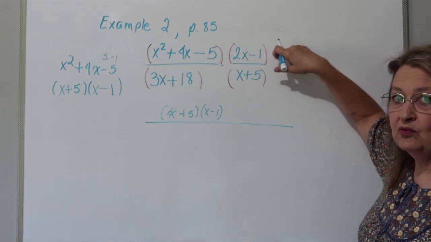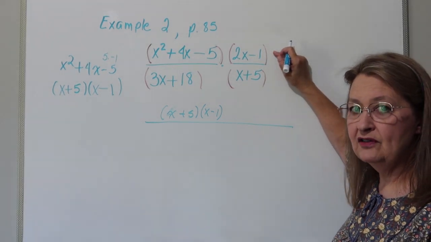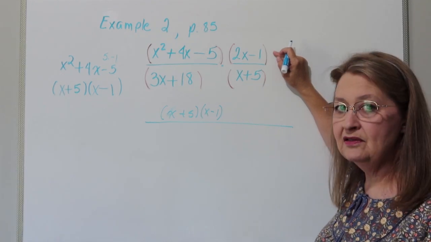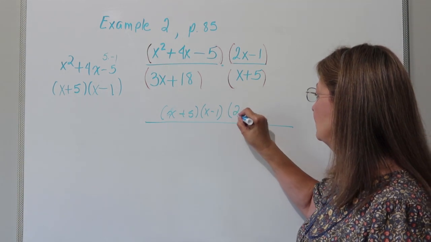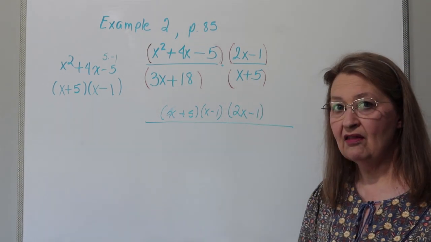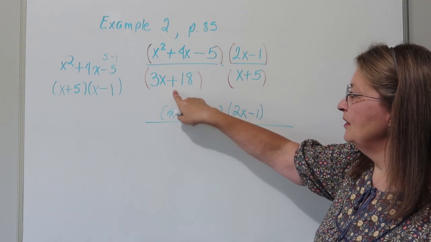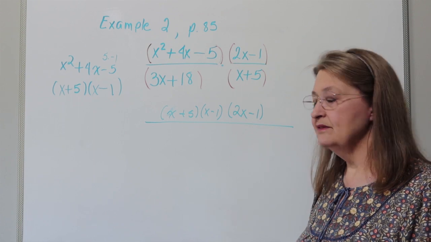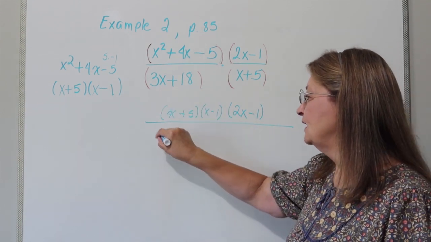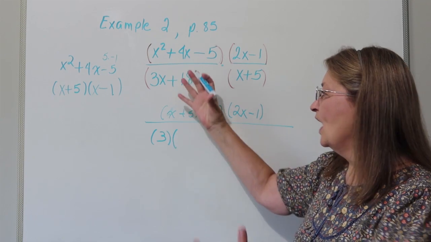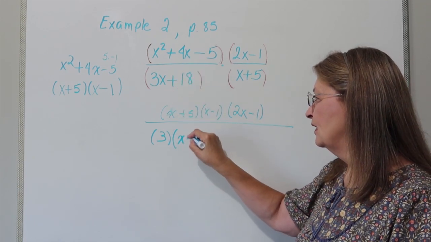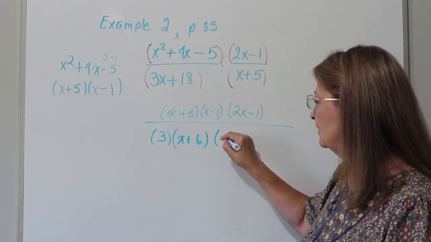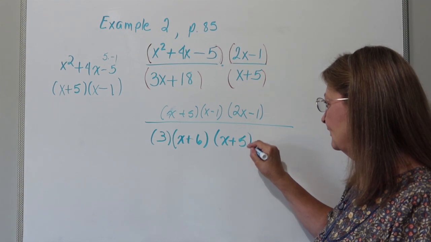Alright? 2x minus 1. It's a binomial. Is there a greatest common factor? No, there is not. Is it a difference of two squares? No, it isn't. So this can't be factored anymore. It's going to stay like it is. Alright, let's come down here. I have a binomial. Do I have a greatest common factor? Yes. What will go into 3x and 18? 3 will. So when I factor that out, I have x plus 6 left. Okay. Now look down here. I have x plus 5.